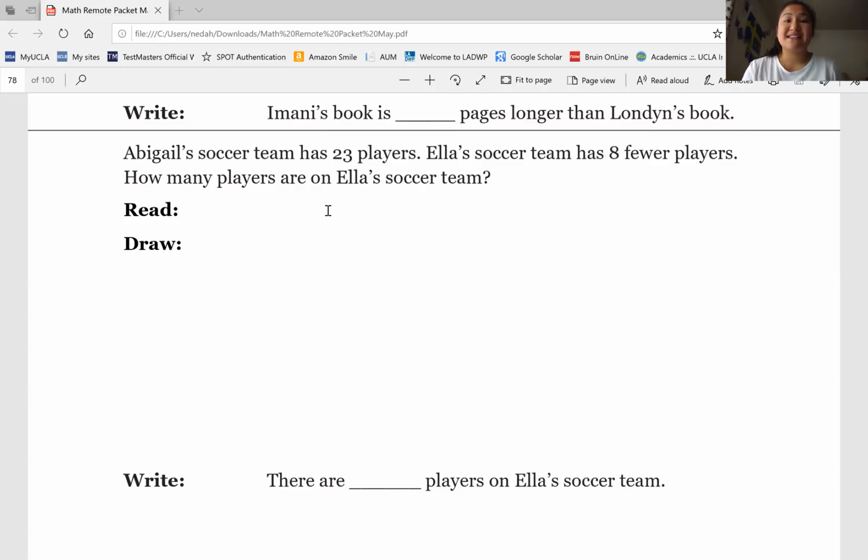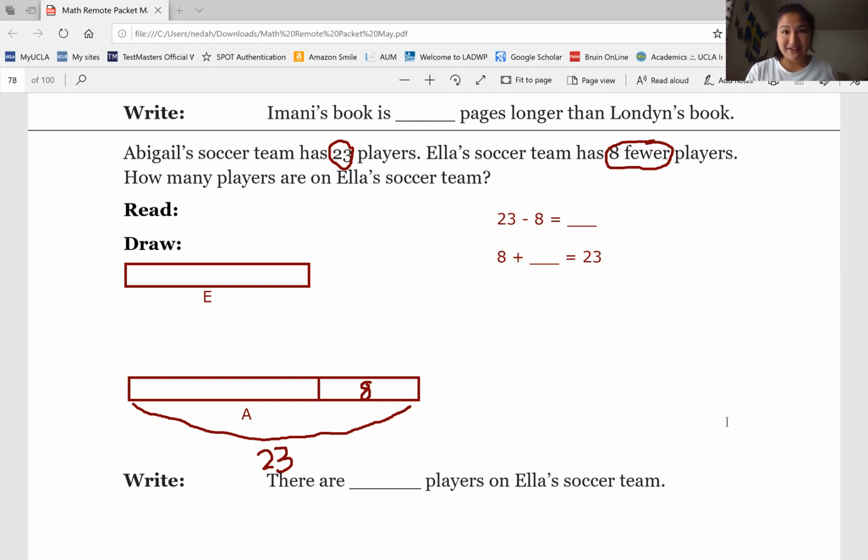We're going to read this next one together, then you're going to solve on your own. Abigail's soccer team has 23 players. Ella's soccer team has 8 fewer players. How many players are on Ella's soccer team? Pause and solve on your own. I'll meet you back. Let's see how you did.